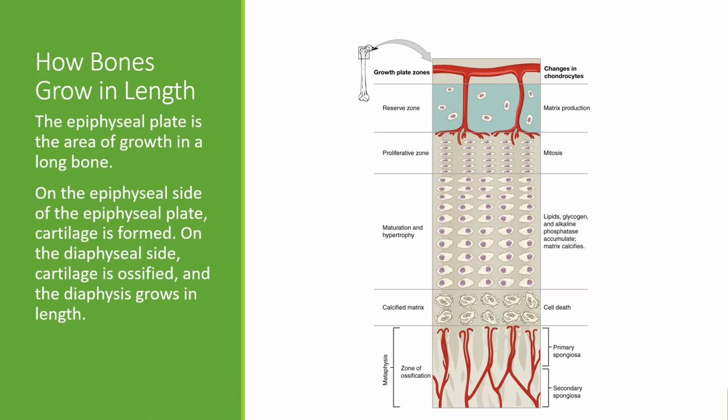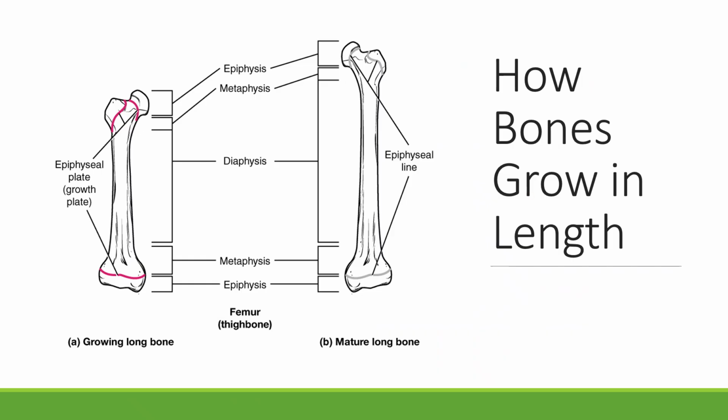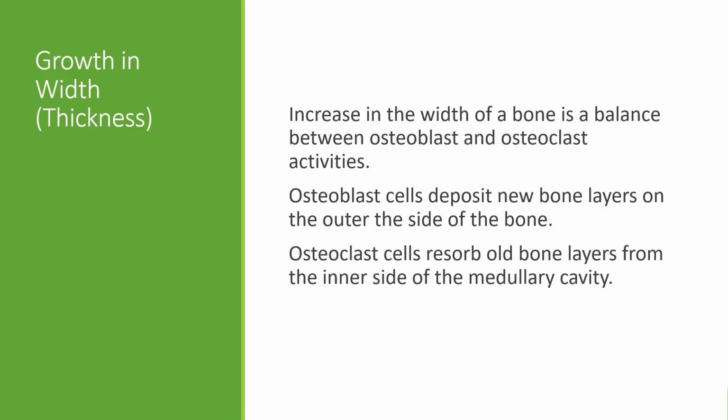And as that happens at each end, we add more to the middle and push the two ends further away from one another. So there's just a picture showing you that idea of how the bone is just going to get longer and longer and longer. And this is all happening at the growth plate, or the epiphyseal plate. So we talked about how bones get longer. Now we have to talk about how bones get thicker or wider.